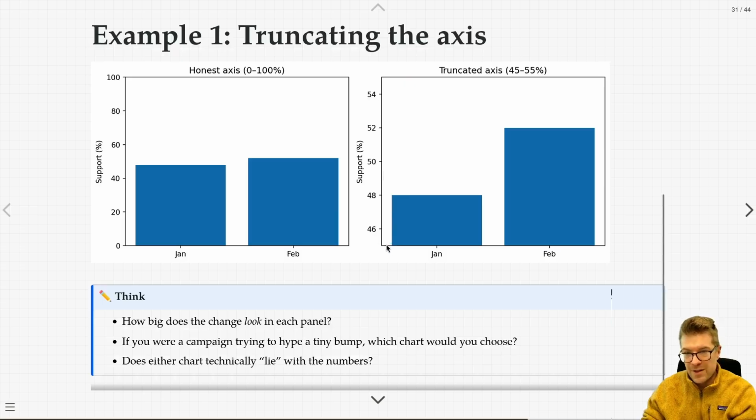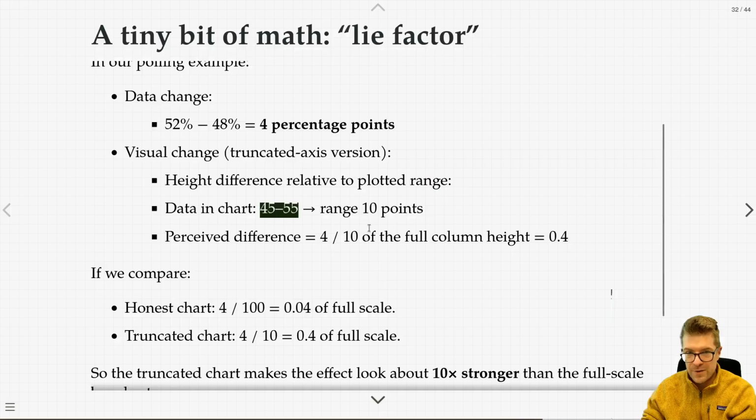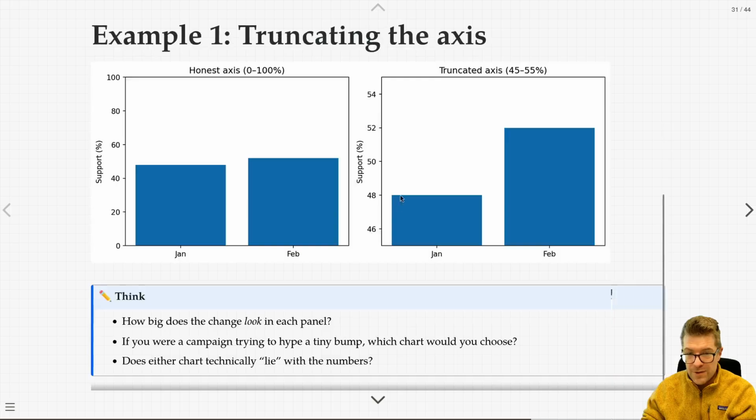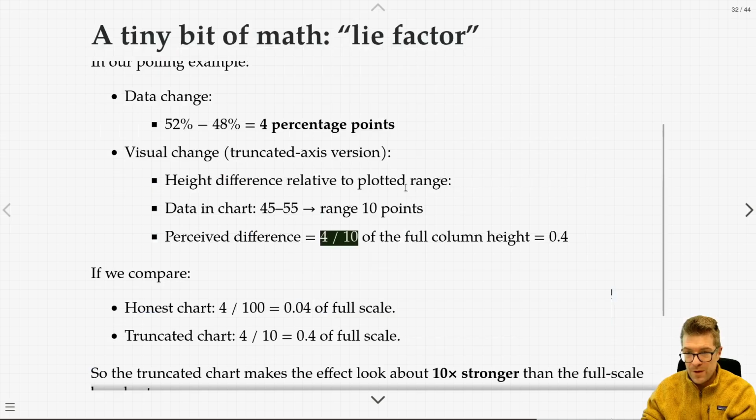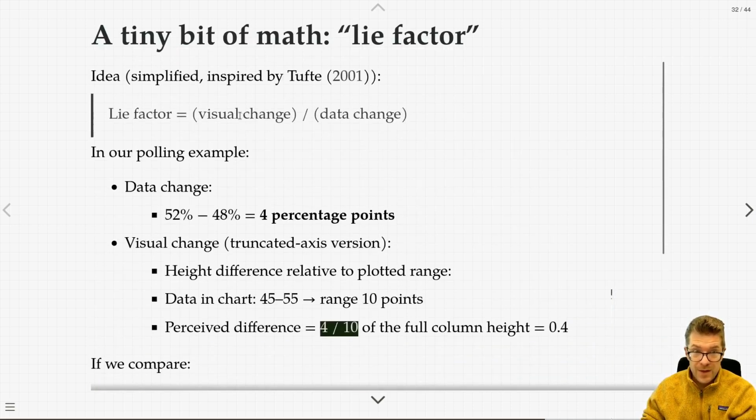So here, I've shown from 45 down here to 55 up here on the right graph. This is a difference of 10. The range is 10 points. So the perceived difference, this difference from here to here, is 40% of the overall vertical difference. That's 0.4. Okay, so that's the perceived difference, the visual change.